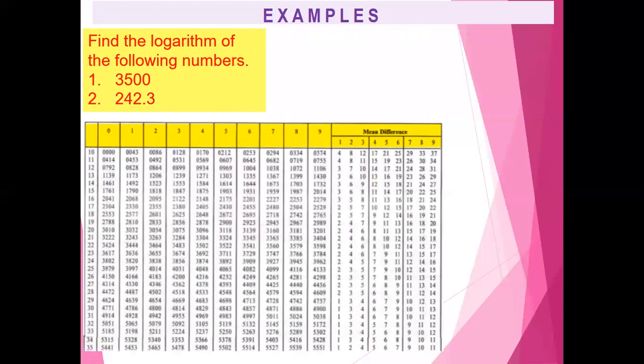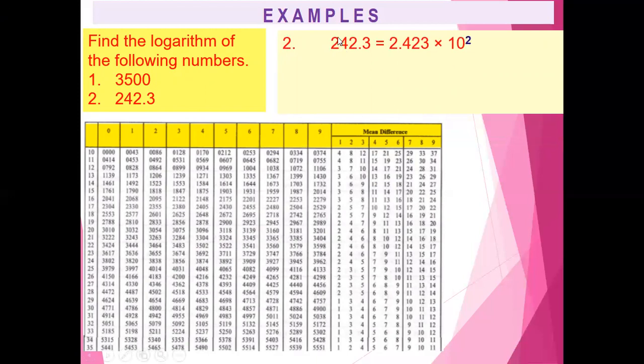Alright, so let's move to 242.3 now. It would involve moving the point 2 times to the left, because we'll stop at 2.423, which is a number between 1 and 10. So we move the point 2 times, so we have a power of 2 here. Remember that this power of 2 is our characteristic. So log 242.3 is 2 point, and then we go to our table. We have 2, 4, 2, 4, 2, and 3, right?